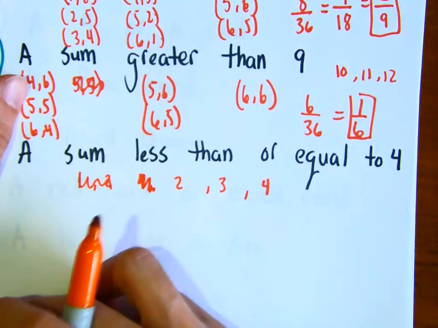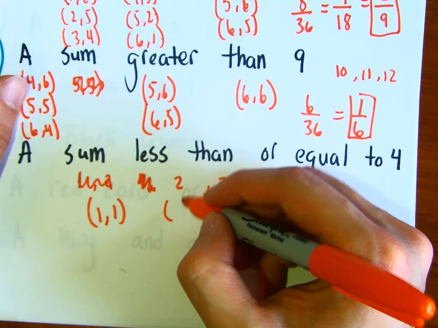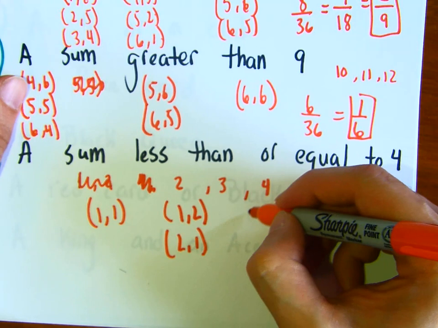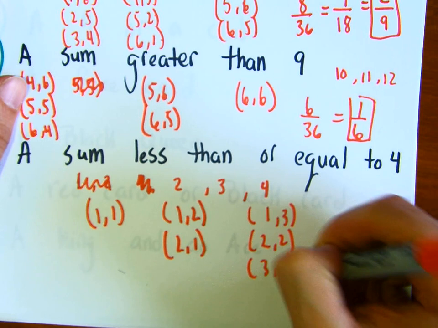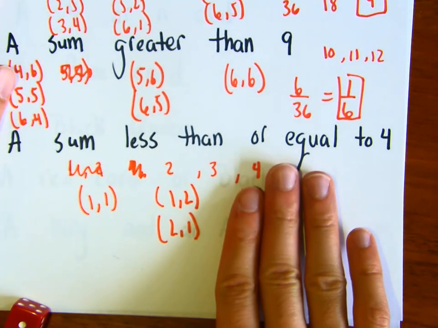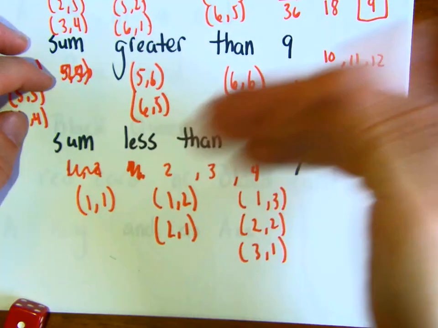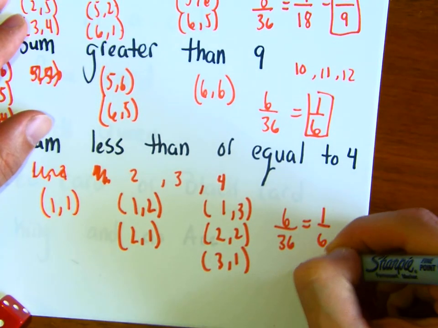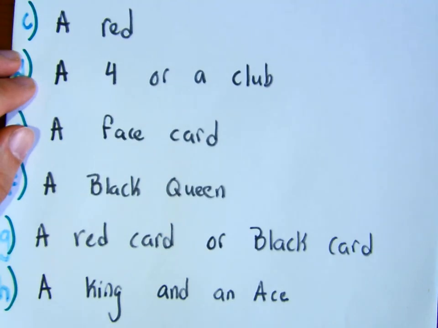So how can you get a 2? The only way you could get a 2 is a 1 and a 1. How can you get a 3? You could get a 1 and a 2, or a 2 and a 1. And how can you get a 4? You could get a 1 and a 3, a 2 and a 2, or a 3 and a 1. And that's it. Because if I roll something less than a 4, or if I get a 4, I satisfy this condition. And these are all the rolls that satisfy that condition. So notice that this is 6 over 36, which is equal to 1 over 6. Happy face. Okie dokie.